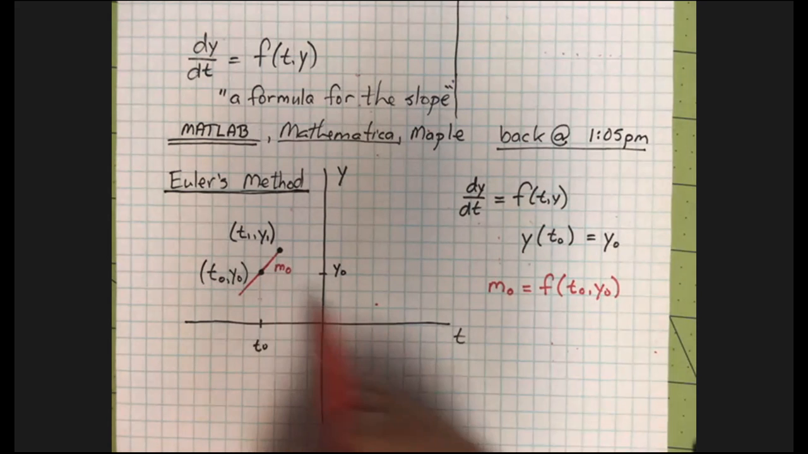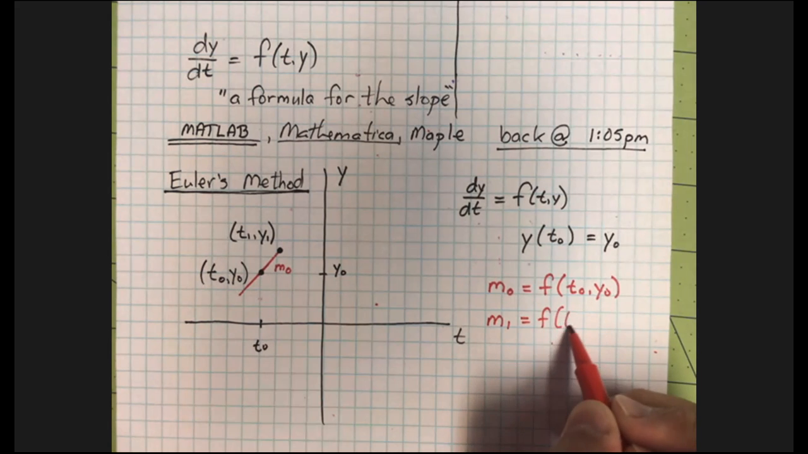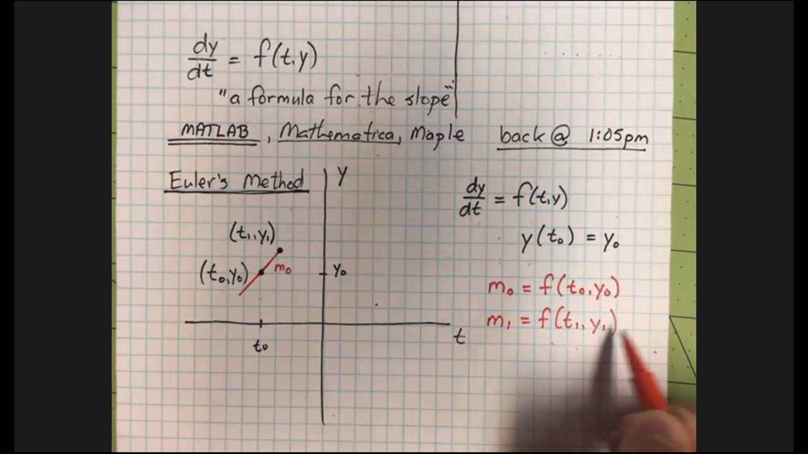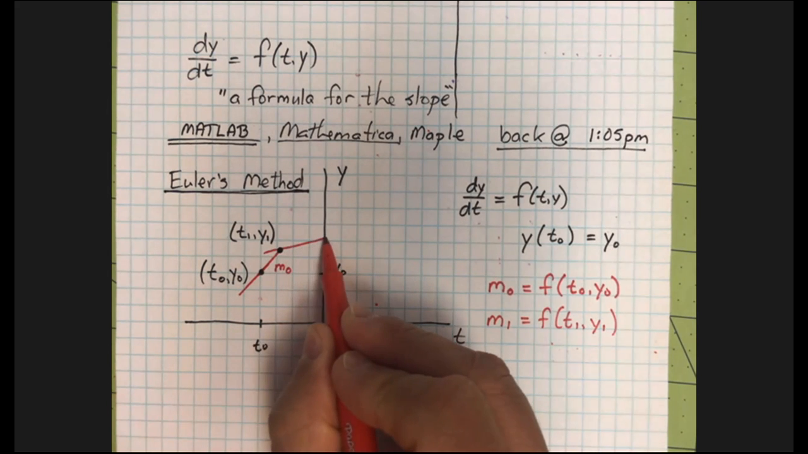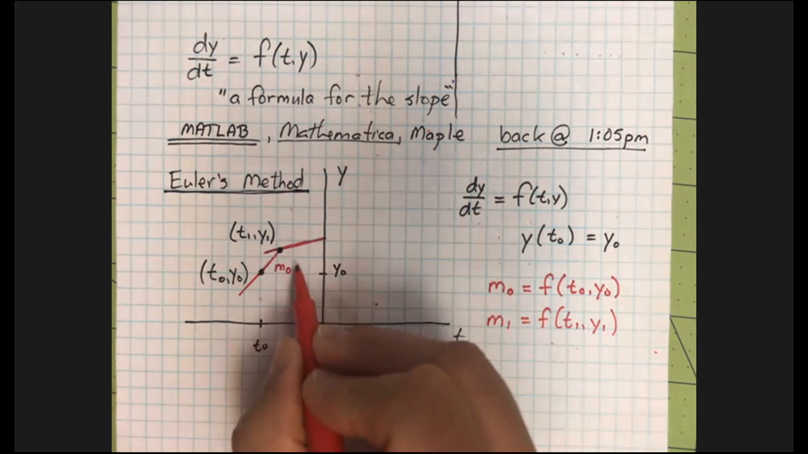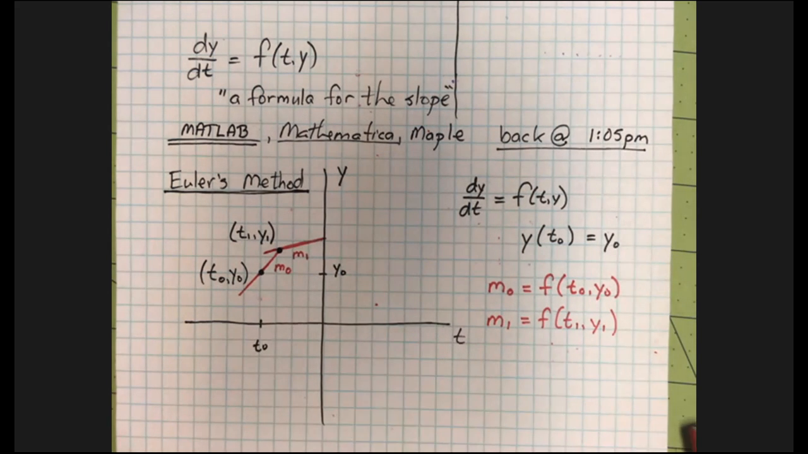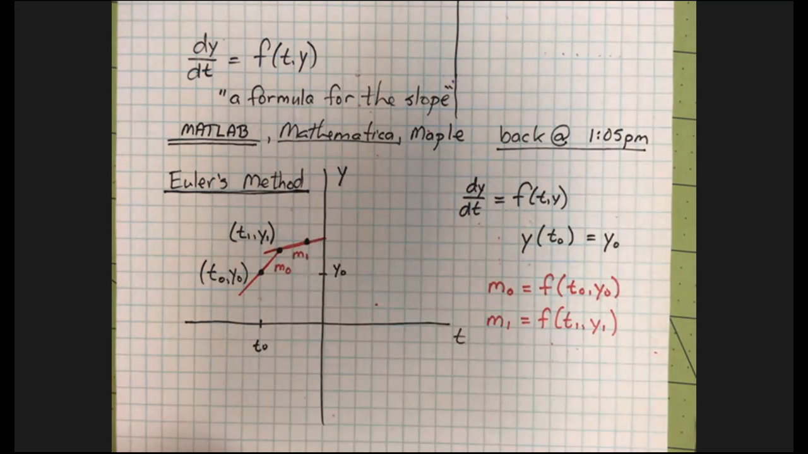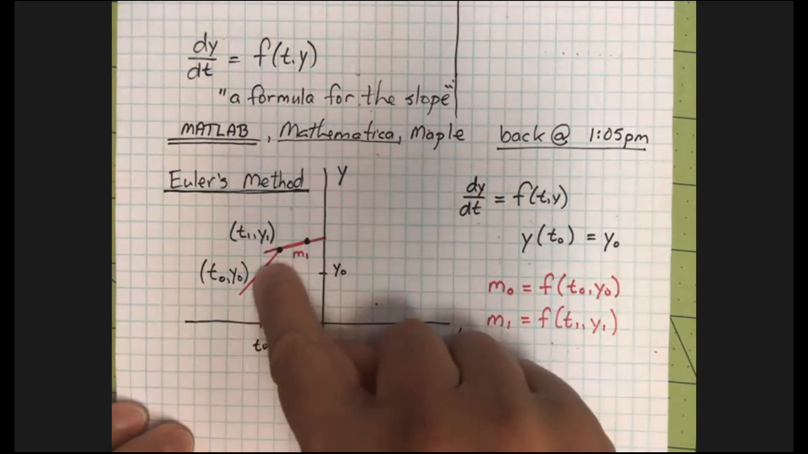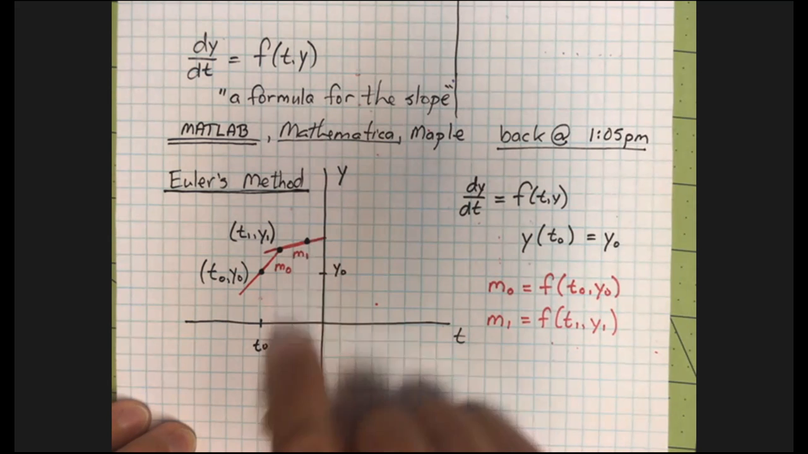And since I've arrived at a new location, I will check to see what direction the wind is blowing at that moment or at that location by putting in T1 and Y1. And now I see that the wind is blowing that way. Let's call the slope of this line M1. And a little bit of time goes by and I take another reading. Now you can see what's going to happen. I'm going to do this all across the ocean, literally course correcting as I go along.